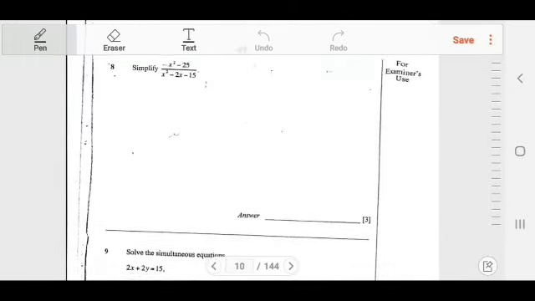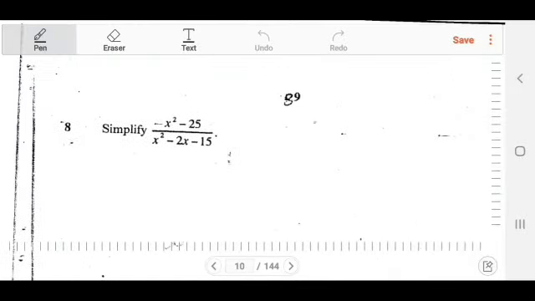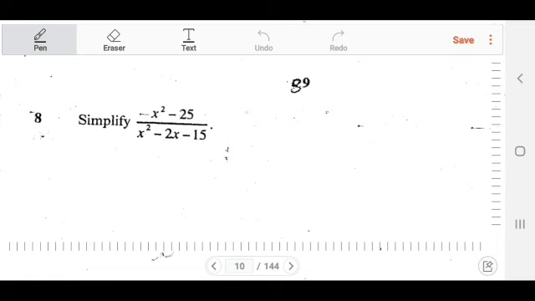Number 8, simplify this one. Okay, so we need to factorize the top side and the bottom side. The top side is what? It is a difference of 2 squares. So let's write it as x minus 5 and x plus 5.